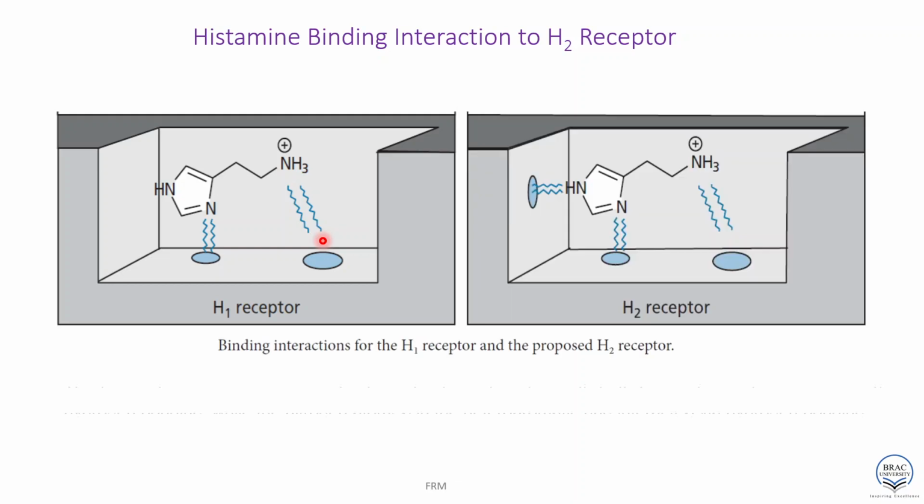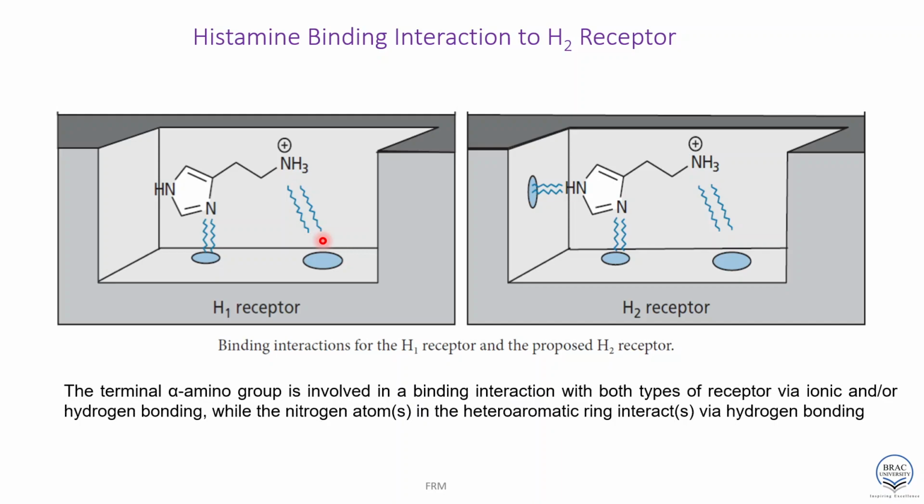In case of H2 receptors, the slight difference is, as you can see, that three interactions are active here. In H1 this nitrogen had no hydrogen bonding between the receptor and the nitrogen of the histamine. But in case of the H2 receptor, you can see one extra bonding here. So this mainly determines how we can develop the molecule for H2 receptors.